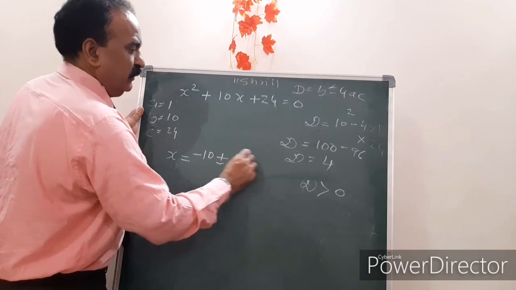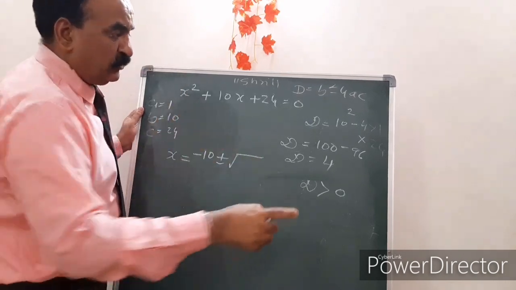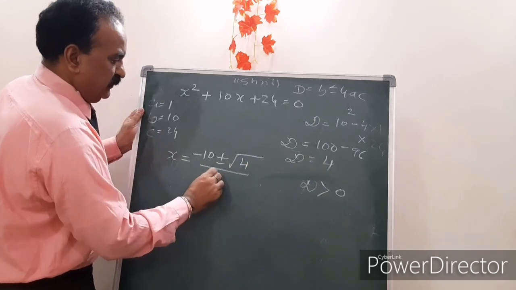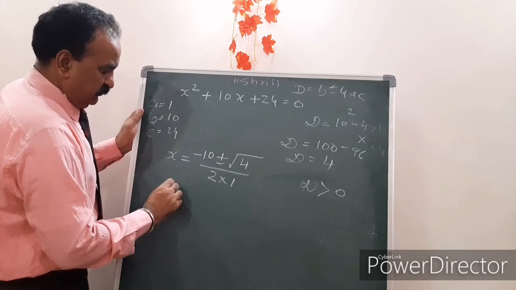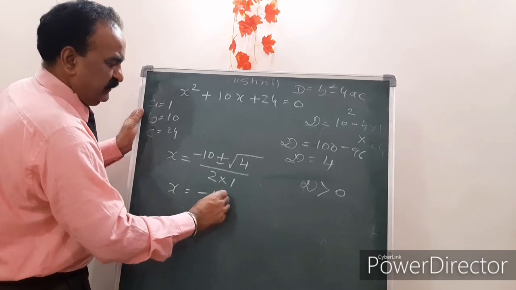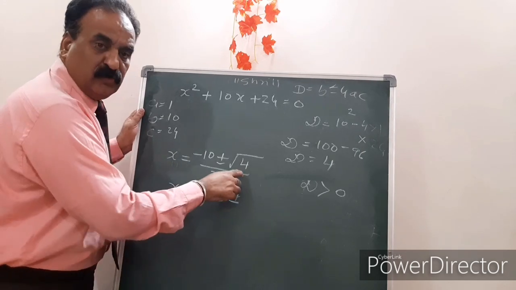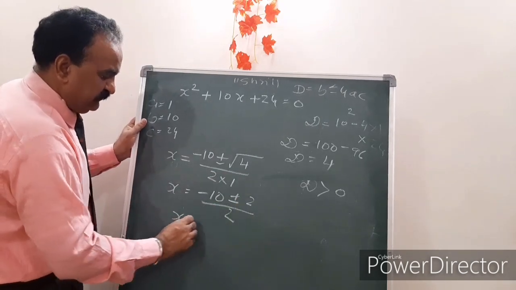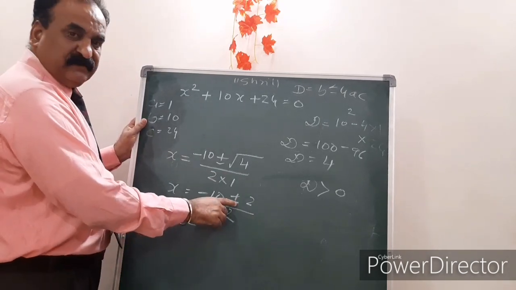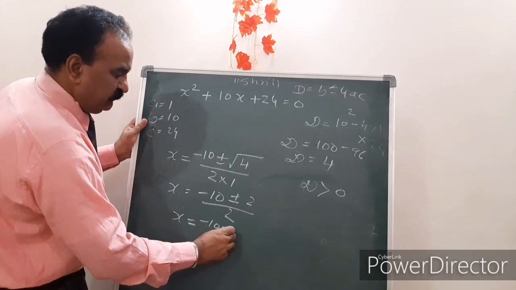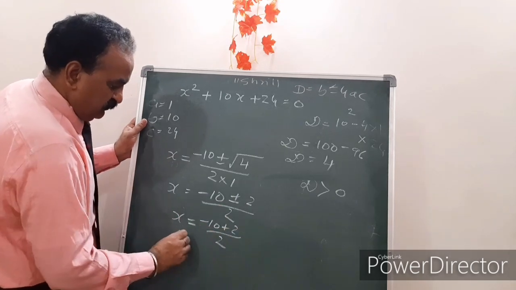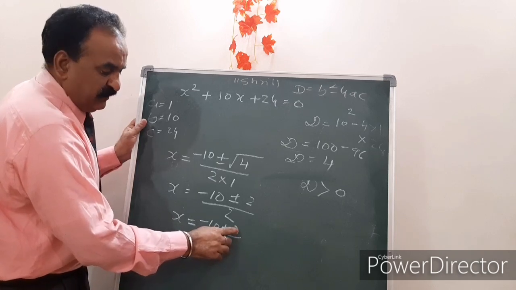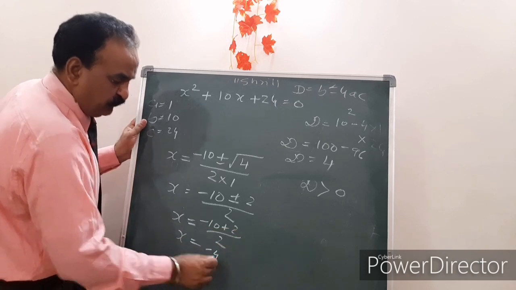plus minus under root D, you got right now here 4, upon 2a, 2 into 1. So x is equal to minus 10 plus minus square root of 4, which is 2, upon 2. First you take the plus sign, so minus 10 plus 2 upon 2. So x is equal to minus 8 upon 2, which means minus 4.